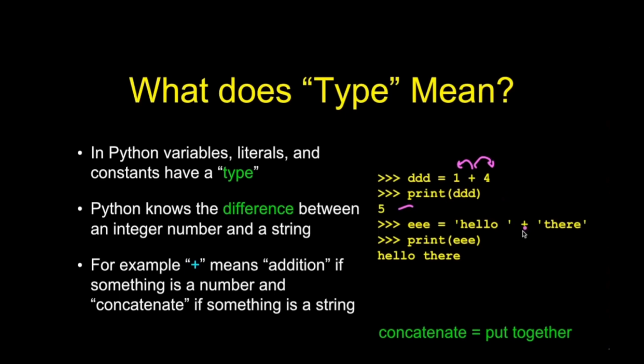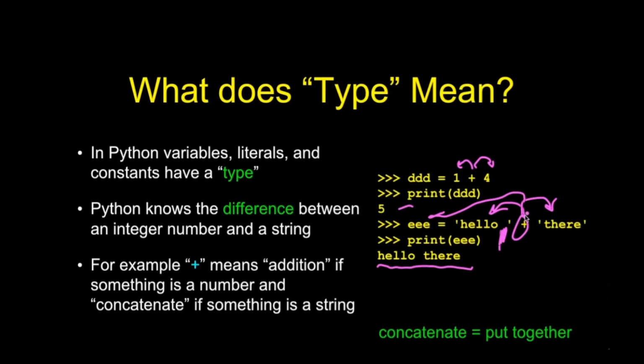We can also use this plus to concatenate two strings. This is hello blank plus there. And plus looks here, says, oh, that's a string and that's a string, so I know what to do with strings. I will concatenate those two things together so it becomes another string that gets assigned into EE, and it's hello space there. The plus doesn't add the space. I added the space by putting it right there.